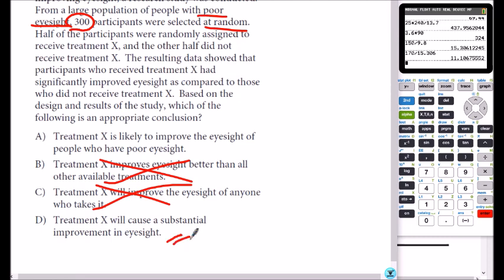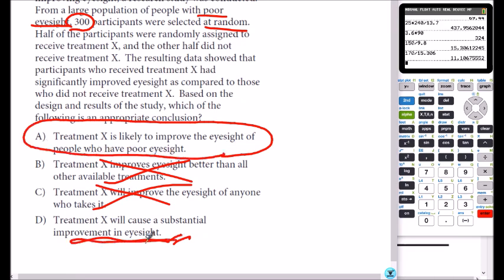Yes, it is true, but which one is more true based on what we did? From those who had poor eyesight, right? We don't know how it will affect the ones with good eyesight, right? So it is A.